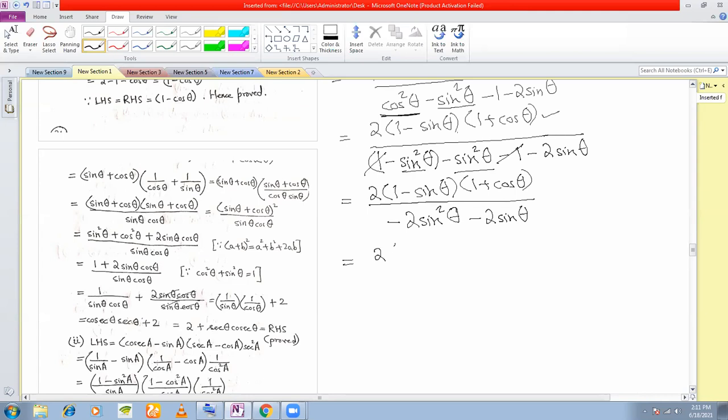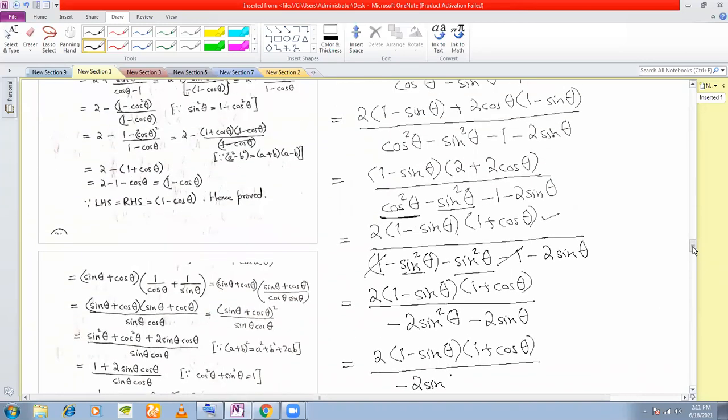So now keeping the numerator as it is, now from these two, I can take minus 2 sine theta out. There has to be some change in sign here.